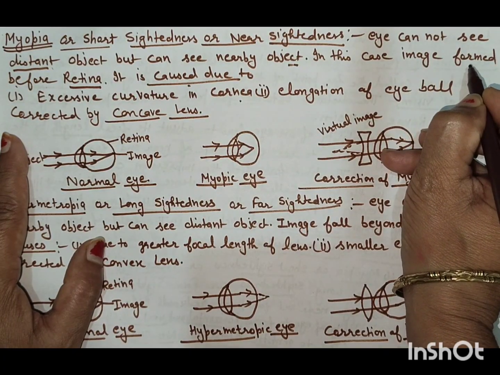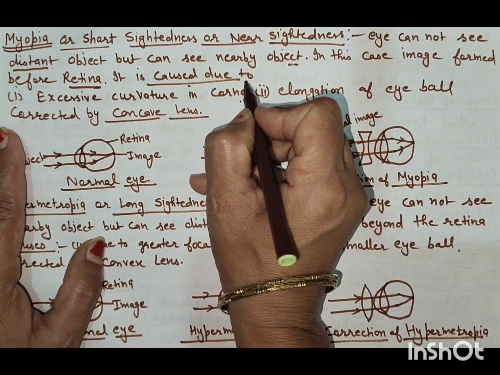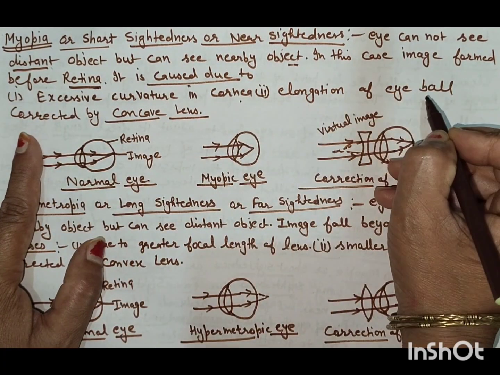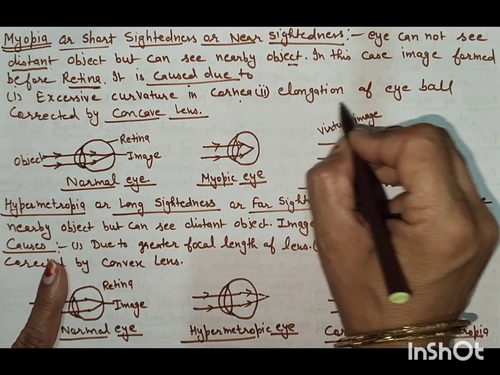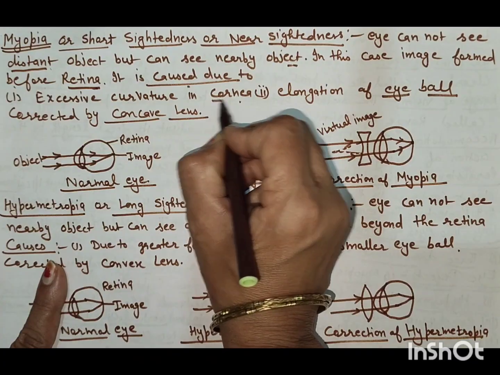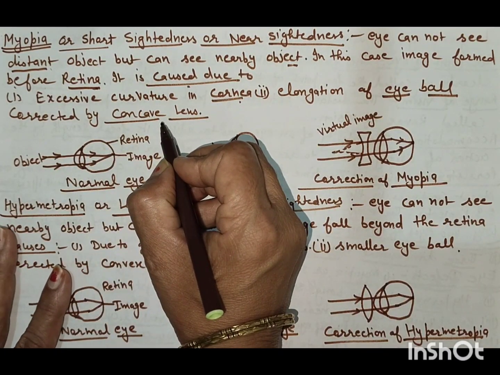In this case, the image is formed before the retina, and it is caused due to the excessive curvature in the cornea and elongation of the eyeball. Myopia is caused due to elongation of the eyeball and excessive curvature in the cornea. It can be corrected by the concave lens.